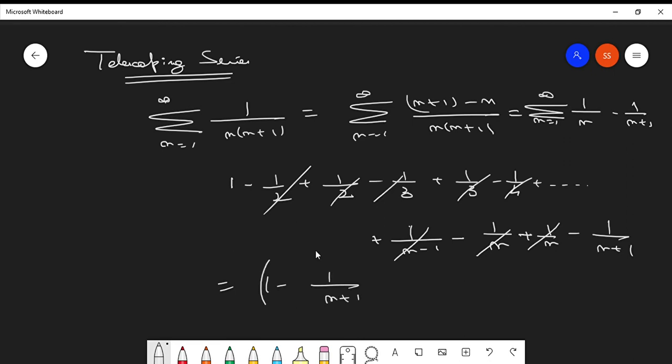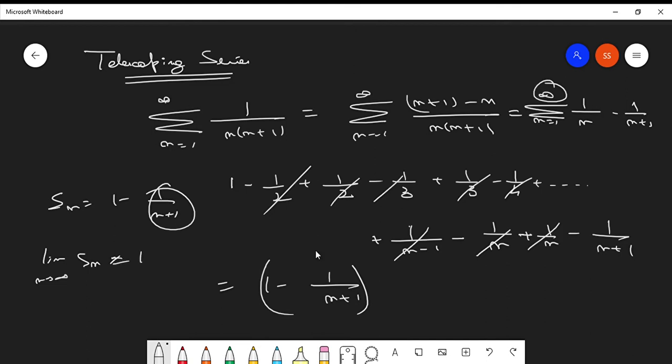Now if Sn is equal to 1 minus 1 over n plus 1, and limit n tends to infinity of Sn, this tends to 0, so your answer is 1. So carefully notice that this series was an infinite series, but the terms cancel out to give you a short collection of elements. Okay, these sorts of series are basically called geometric series. Sorry, telescoping series. Is that clear? These sorts of series are called telescoping series. Okay, got it?